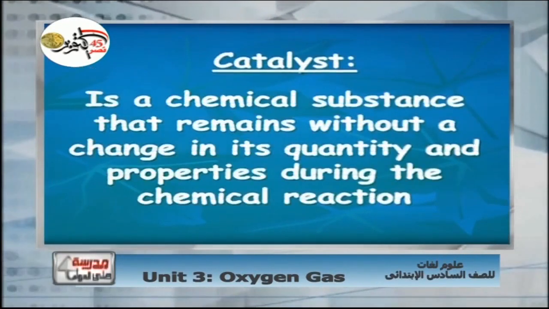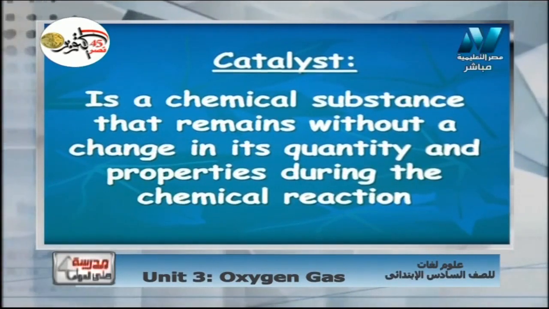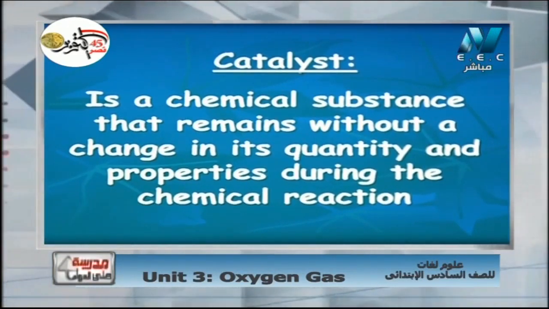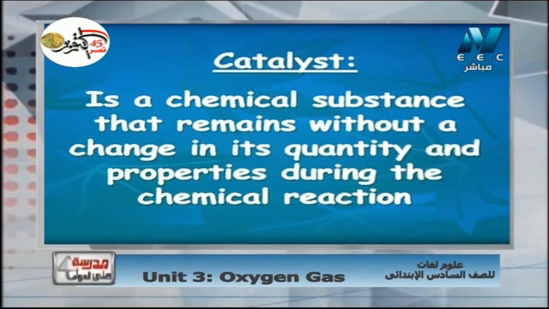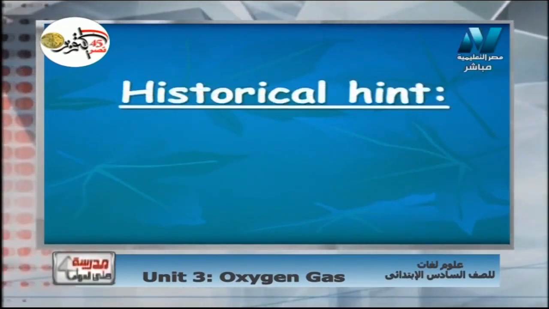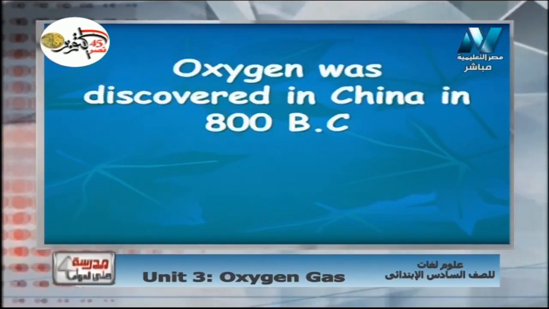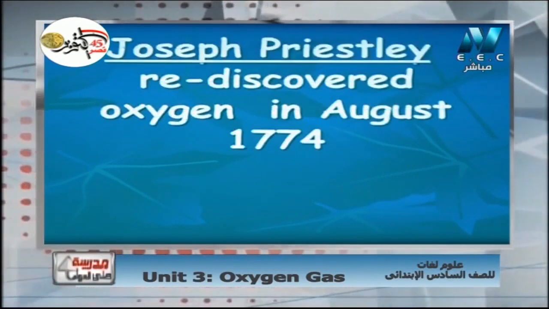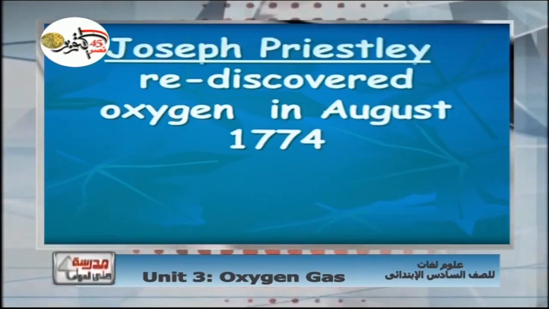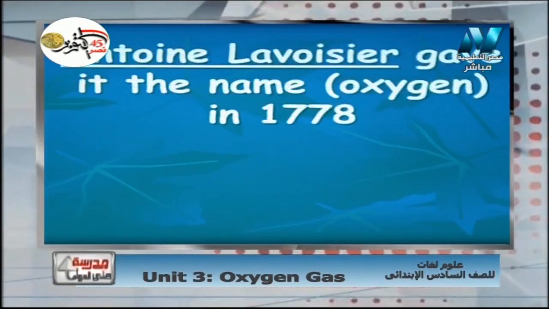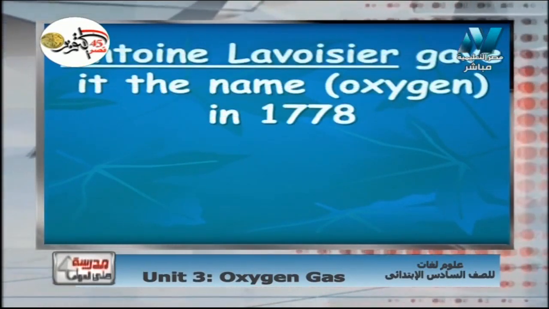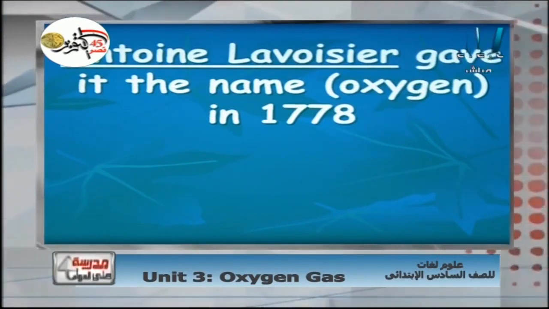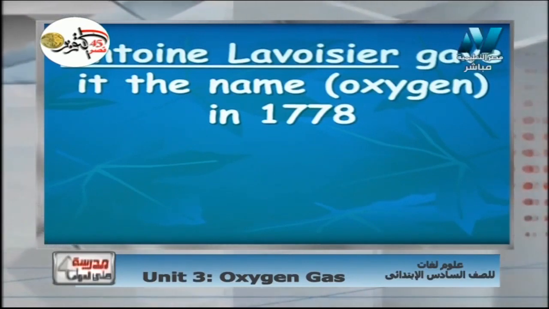So now catalyst definition مهمه جدا للكاتاليست. It's a chemical substance that remains without a change. بيبقى بلا تغيير، ما بيتغيرش خالص in its quantity and the properties during the chemical reaction. Historical hint لمحة تاريخية كده، مين هو أول واحد اكتشف الأكسجين؟ هم التشاينيز in 800 before Christ. بعد كده استعاد اكتشافه تاني مرة جوزيف بريستلي سنة 1774. بعد كده اللي سماه أكسجين جاز هو أنطوان لافوازيير، وهو فرنسي. أنطوان لافوازيير gave its name oxygen gas in 1772.